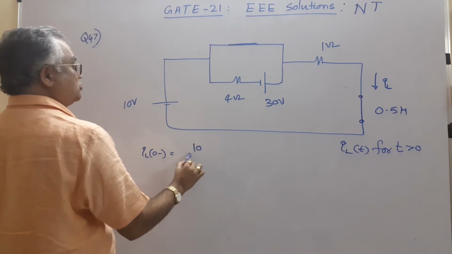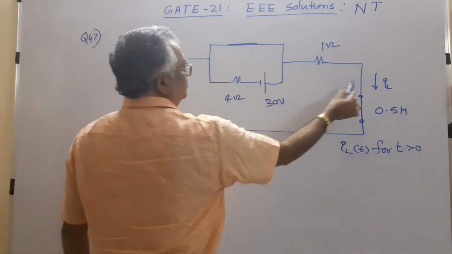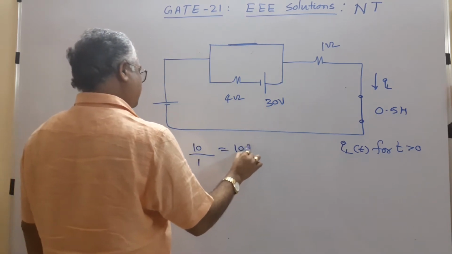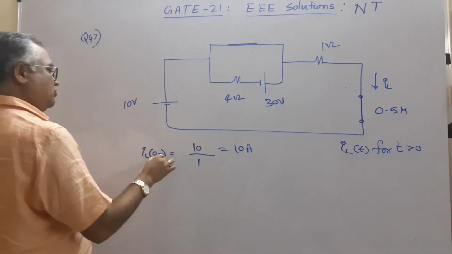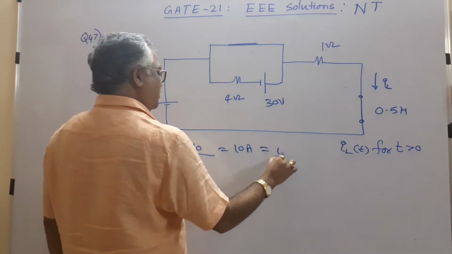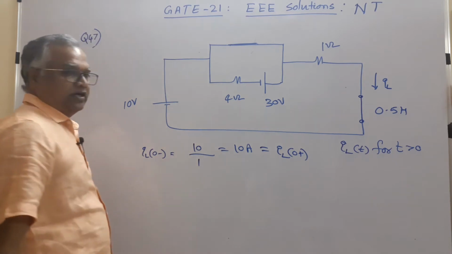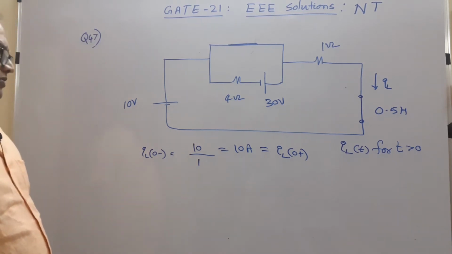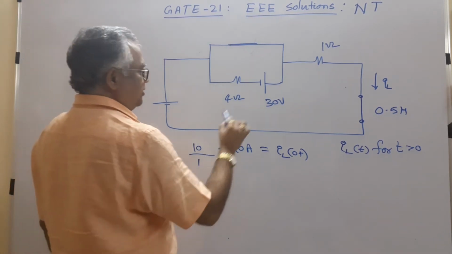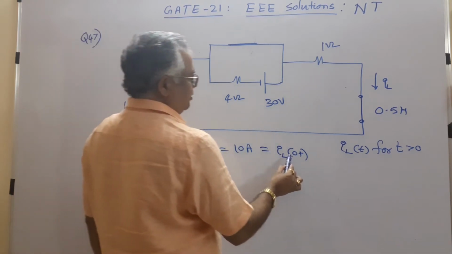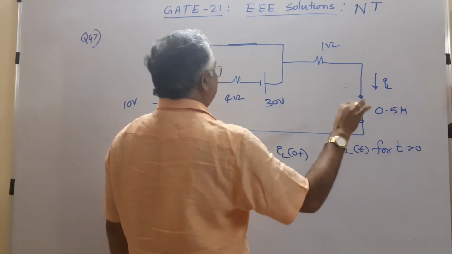Now 10 volts by this is 0, this is 0, 1. So 10 amps. IL(0 minus) is 10, IL(0 plus) is also 10. The sudden change of current in an inductor is not allowed. So at 0 plus we need not work out the entire process, it is the same. So the initial value is over.